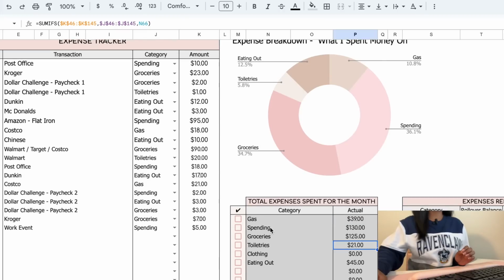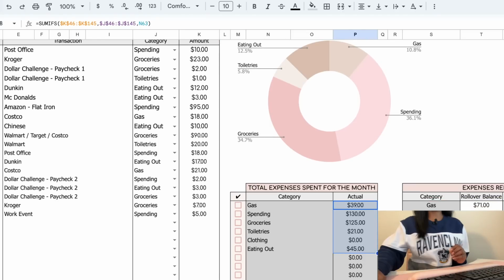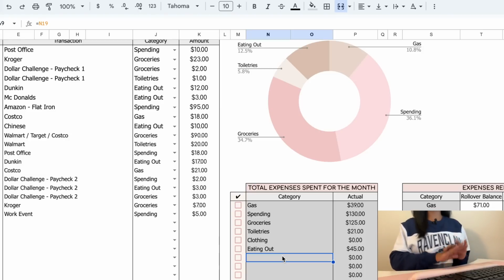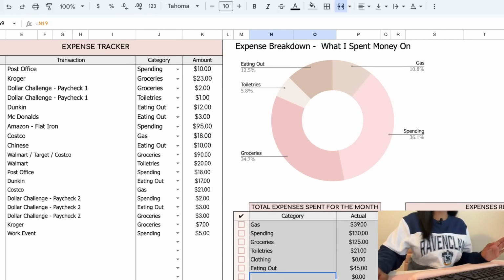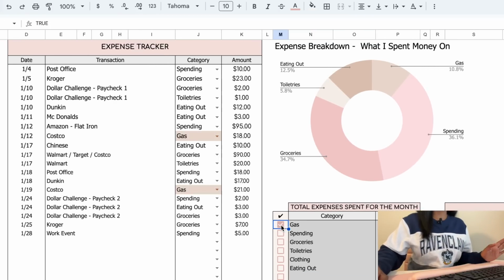So in terms of expenses that I track: gas, spending, groceries, toiletries, clothing, and eating out. And for the month, if we total all of that up, I only spent $360 across all of those categories, which is insane. I don't think in my entire 4 years, going on 5 years of budgeting, that I've spent so little in terms of variable expenses for the month. So that was nice. But getting into exactly what I did and what percentage that made up, we can start with gas.